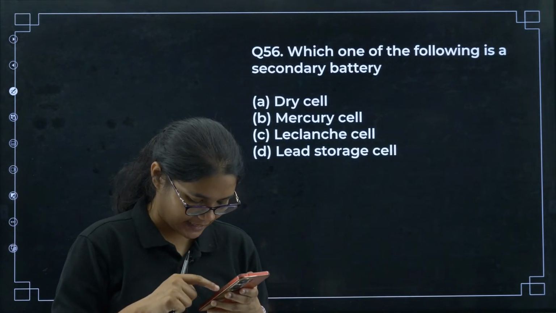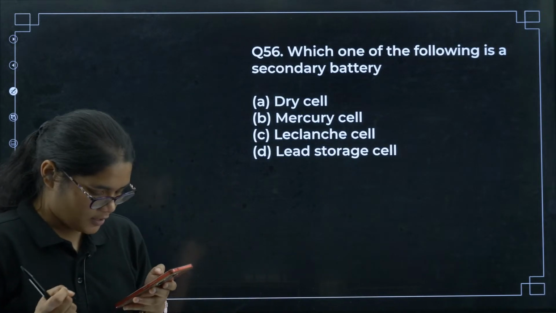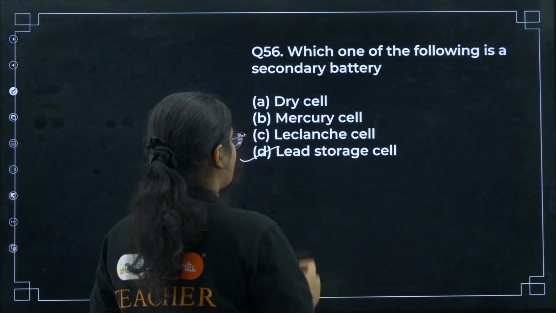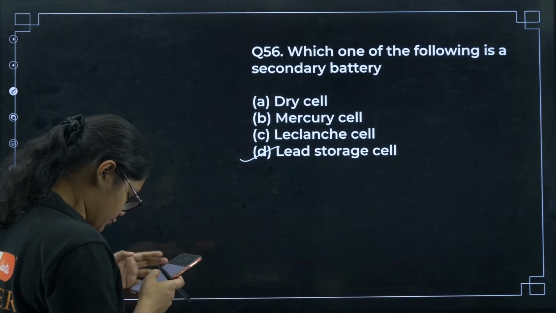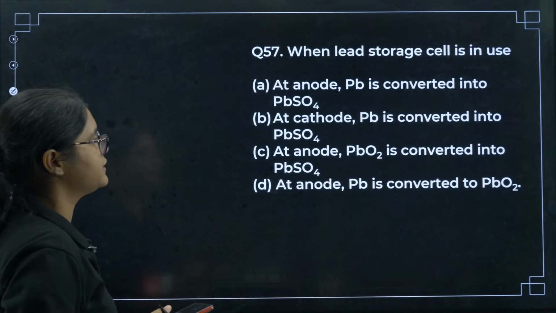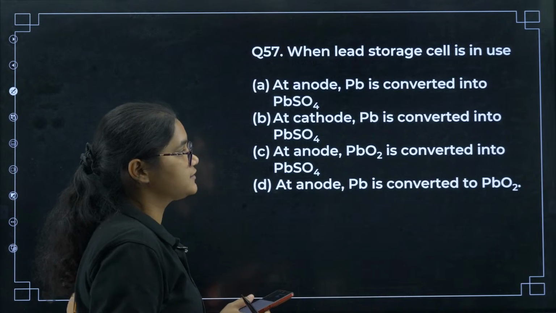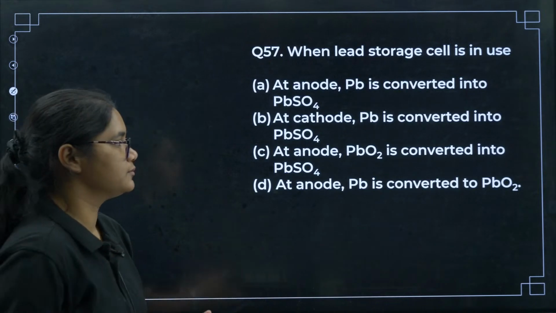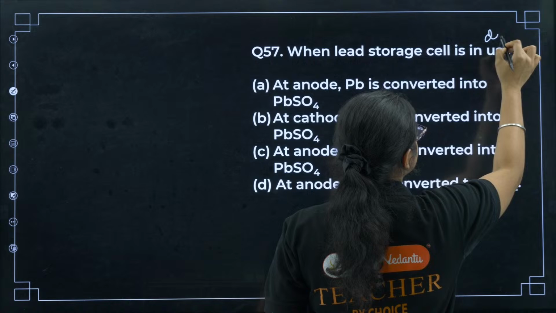This is a very easy and direct question. Yes, lead storage battery is a secondary battery. Okay. Next, question number 57: when a lead storage cell is in use, meaning during the discharging process.